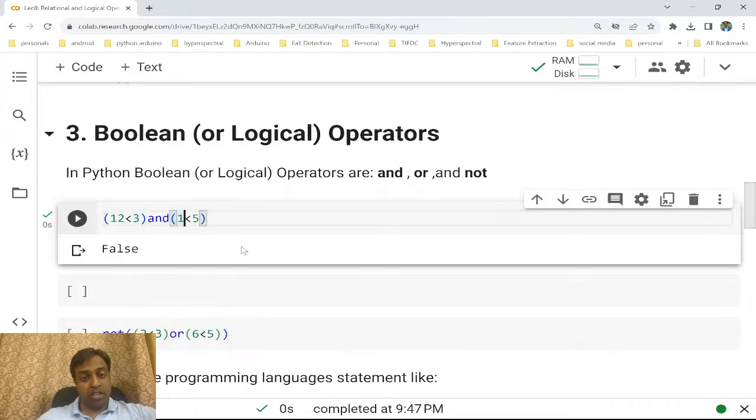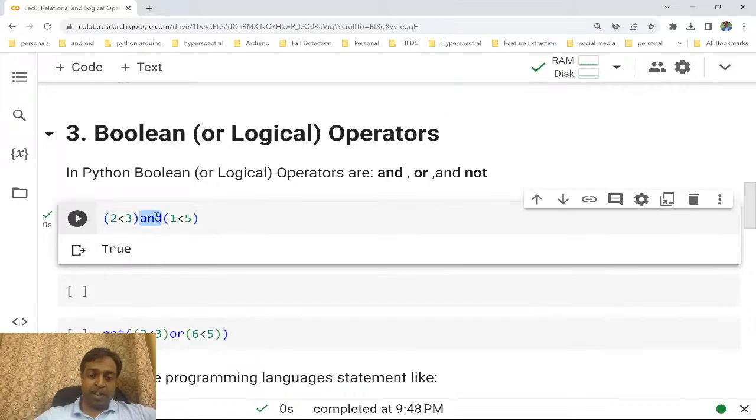If both the questions are false, then also the answer is false. It means when we are using the AND logic operator, it will give you true only if both the questions are true, right? Means if 2 is less than 3, the answer is true, and 1 less than 5, the answer is true. So if both the answers are true, then only the AND operator is going to return true, otherwise it is going to return false.